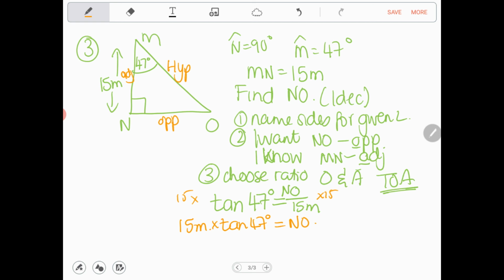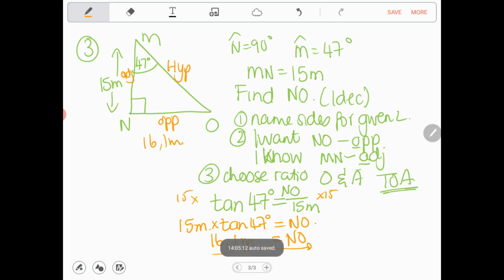In your calculator, we get that NO is equal to 16,1 meters, to 1 decimal place, because I said work to 1 decimal place. So I've worked out that this is 16,1 meters.